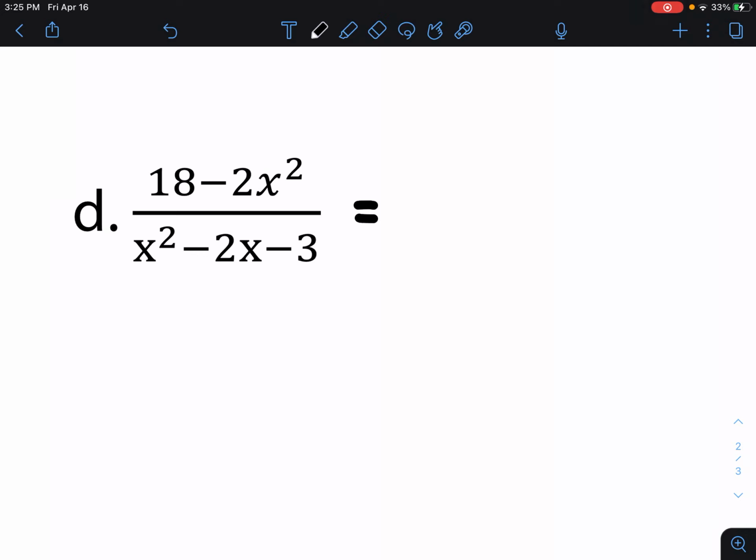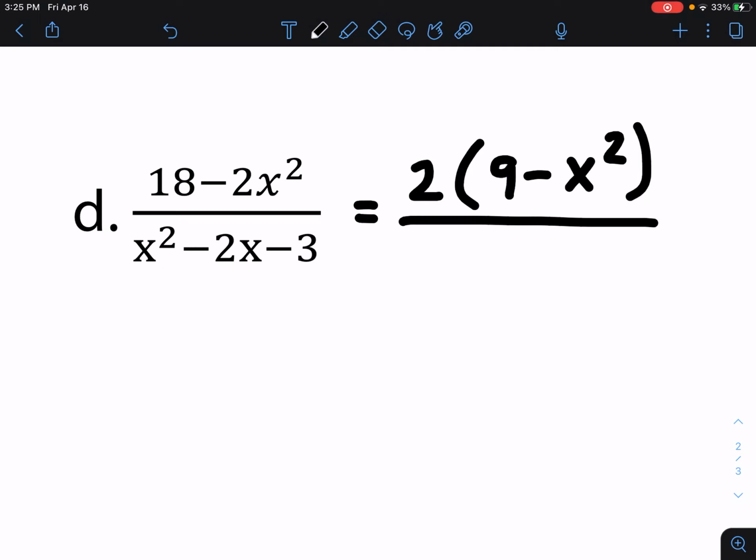And so really the only thing I can do with the numerator at this point right away is factor a 2 out. They're both even numbers. 18 and 2 are even, so I'm going to factor a 2 out. So I have 9 minus x squared. Okay, and then let's factor the denominator. The denominator is not too bad because it's a trinomial. It's got -3. So this one just factors into x minus 3 and x plus 1.